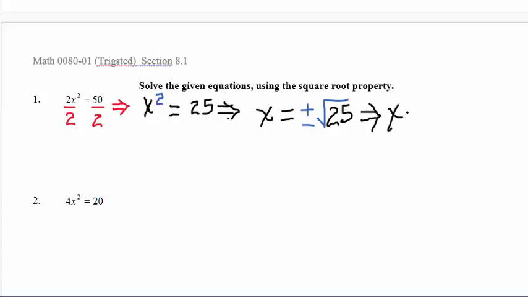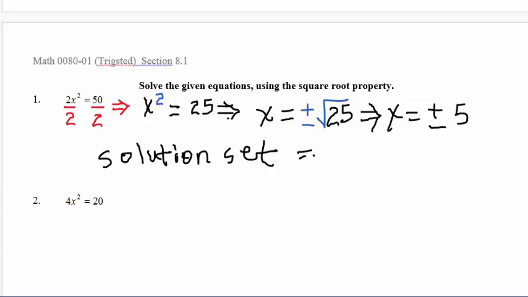So x equals plus or minus 5. The square root of 25 is 5. So my solution set in this case is the set that contains negative 5 and positive 5. In my math lab, you'll have to give the solution set for these, and the answers will need to be listed separately.